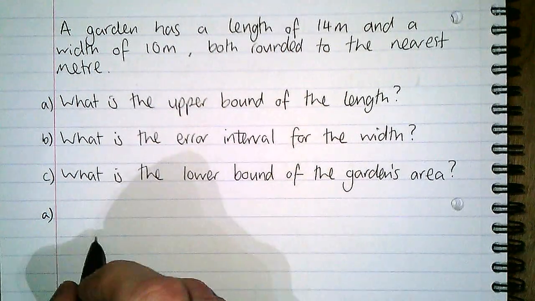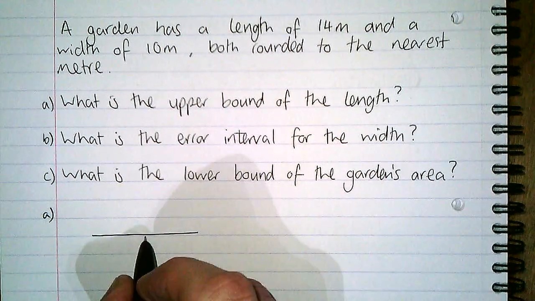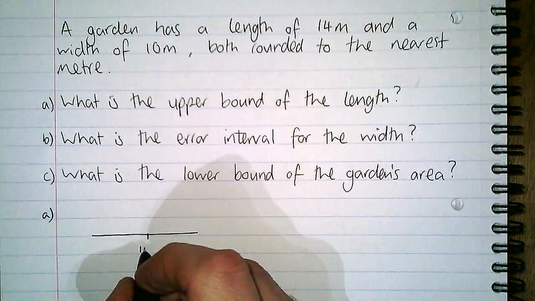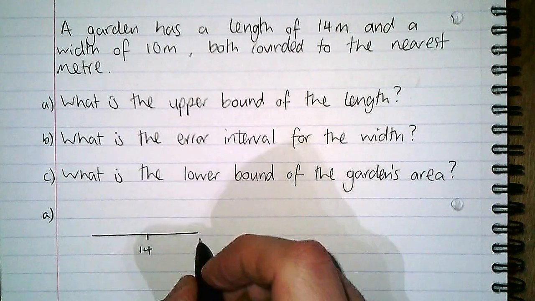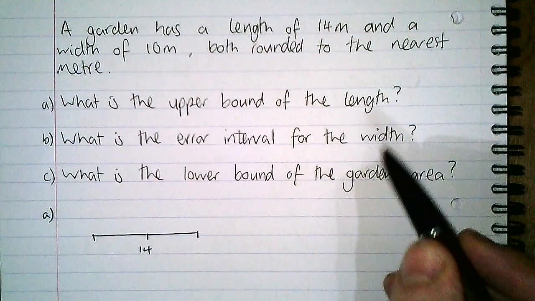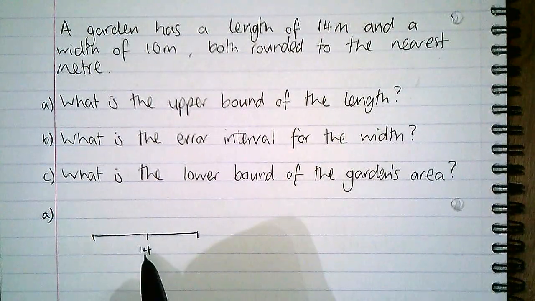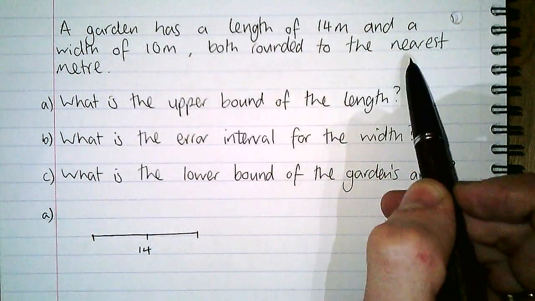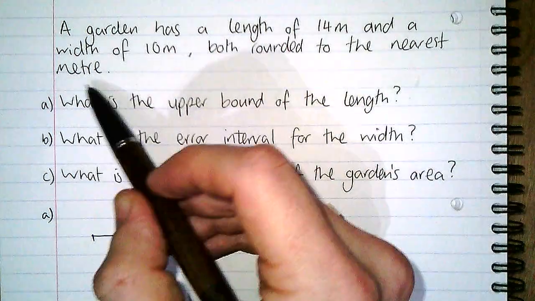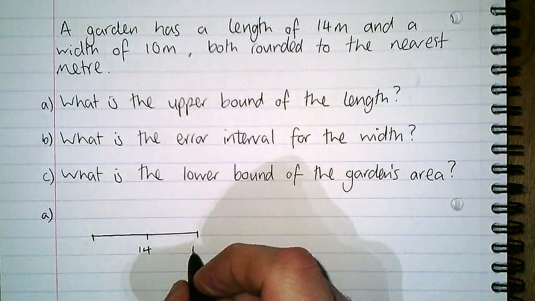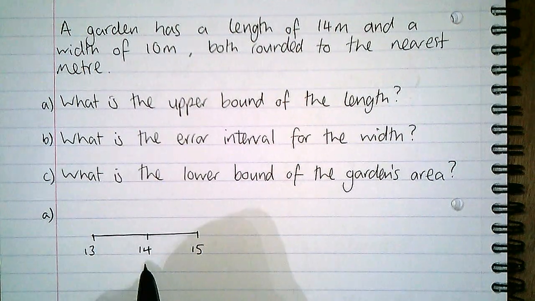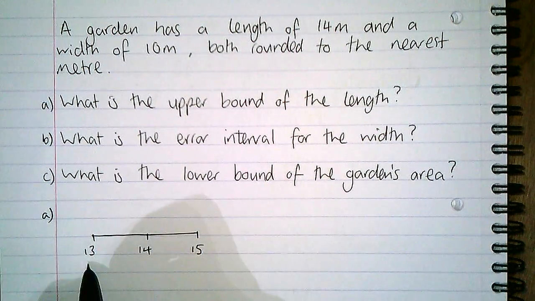So here I draw myself a little number line, and I put my value here. We're talking about the length. I'm going to put my value of 14 in the middle. Then at either end of that line, I write down the value either side of it based on what I've rounded. So here it says I've rounded to the nearest metre. So the next metre along is 15, and the metre before that was 13. Okay, so 14 metres, 15 metres, 13 metres.